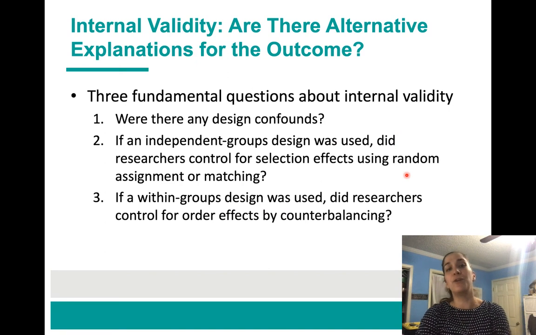And then finally, the coup de grâce, the more important one, and the one that really matters for a causal claim, is internal validity, which essentially asks, are there alternative explanations for the outcome, for the effect that you have? So the three fundamental questions that you should ask when we're talking about internal validity are: were there any design confounds? If you use an independent groups design, did they have any control variables? Did they control for selection effects using random assignment? If you're using a within-groups design, did researchers control for order effects by counterbalancing?